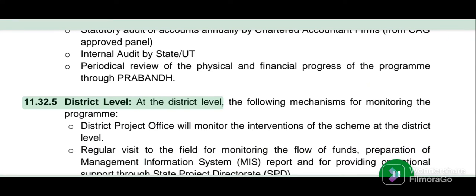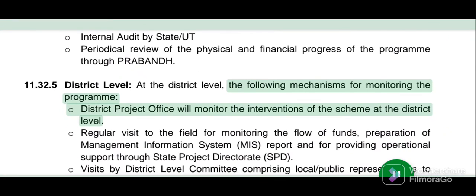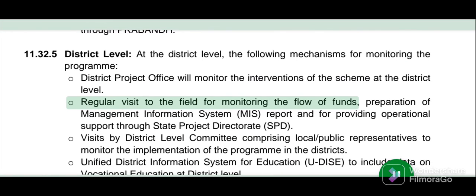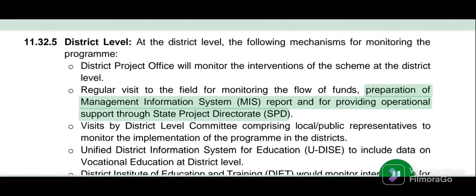11.32.5 District level. At the district level, the following mechanisms for monitoring the program apply. The district project office will monitor the interventions of the scheme at the district level, through regular visits to the field for monitoring the flow of funds, preparation of Management Information System (MIS) reports, and for providing operational support through the State Project Directorate (SPD).